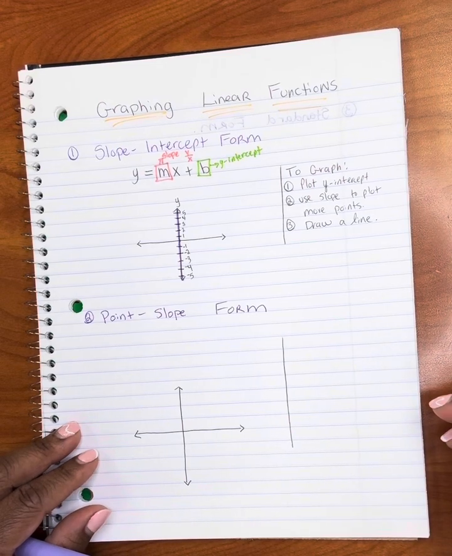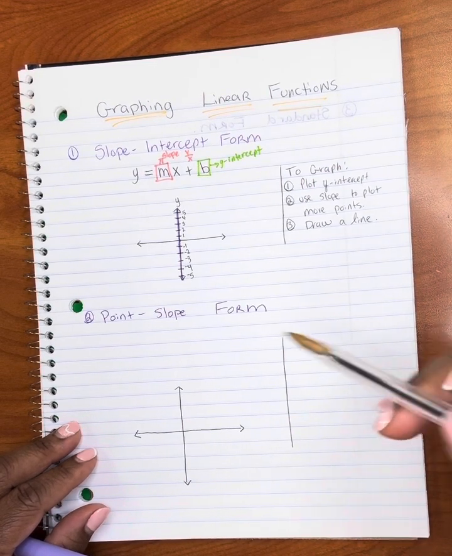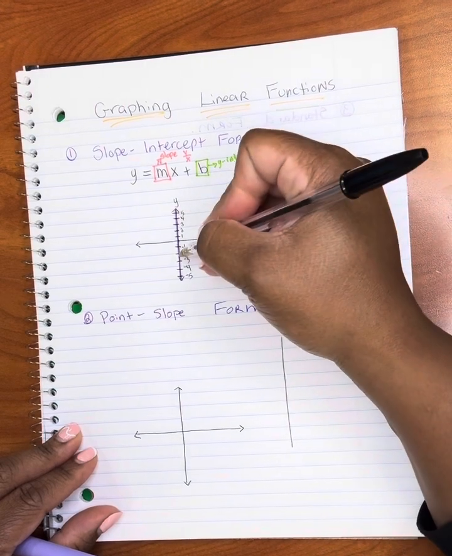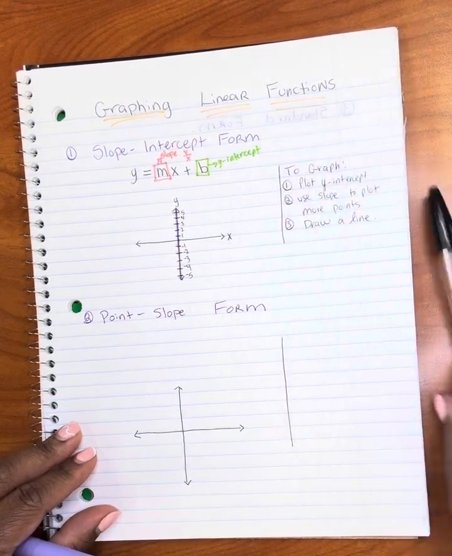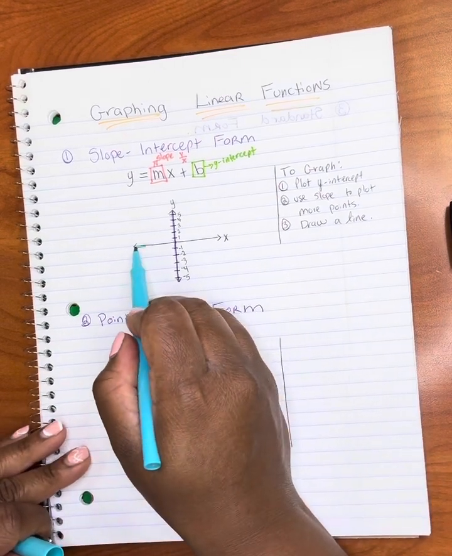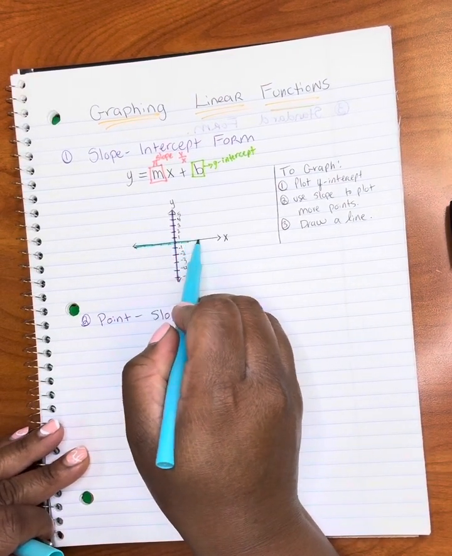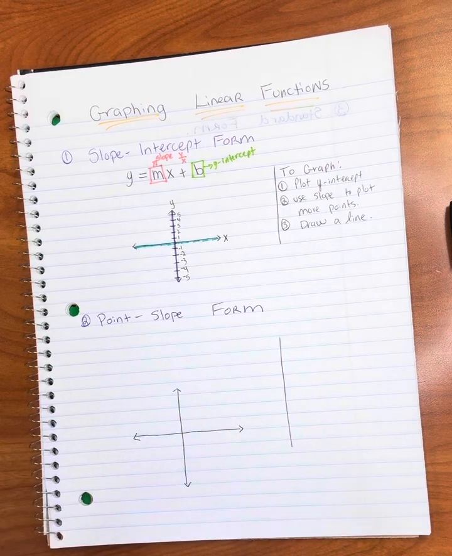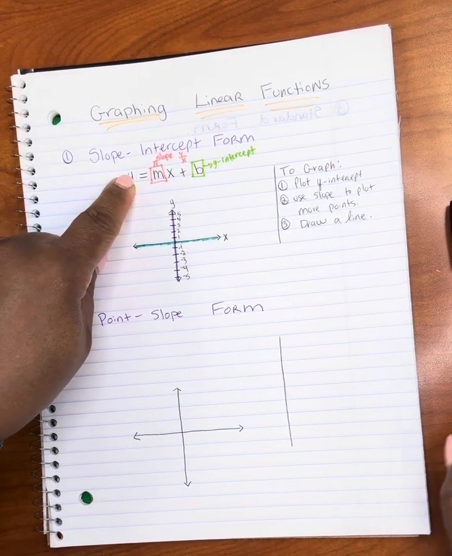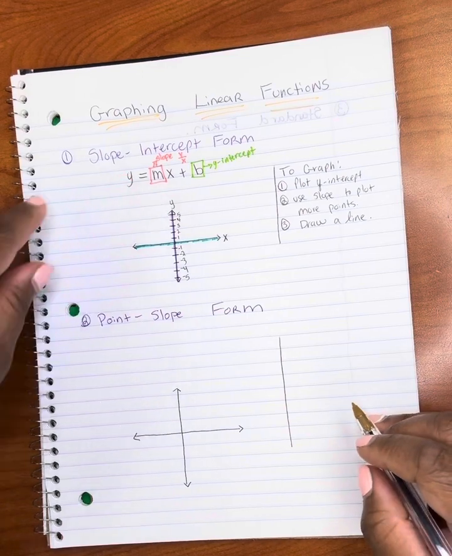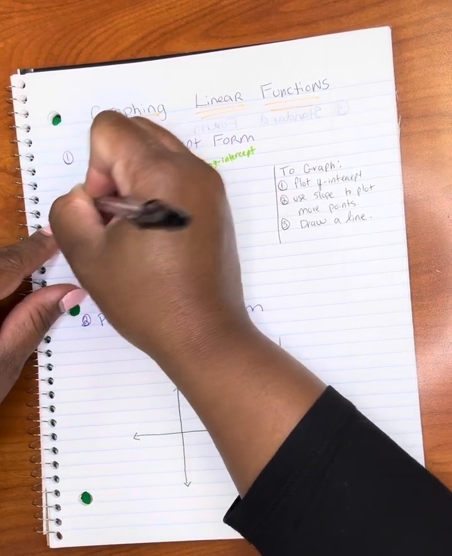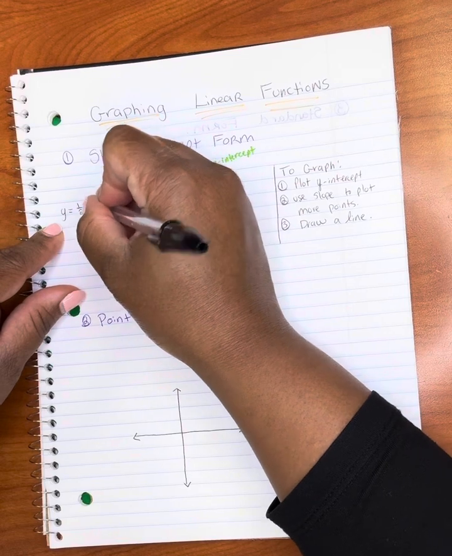Okay, so our y-intercept is somewhere along this y-axis. Of course, our x-axis is where we're going to have our x-intercept. So we'll talk about that a little later. But for now, let's stick to graphing in slope-intercept form. So let's say, for example, we have y equals 1/2 x plus 1.